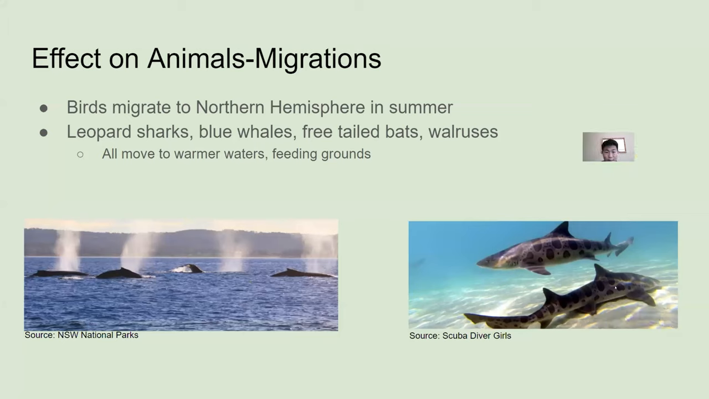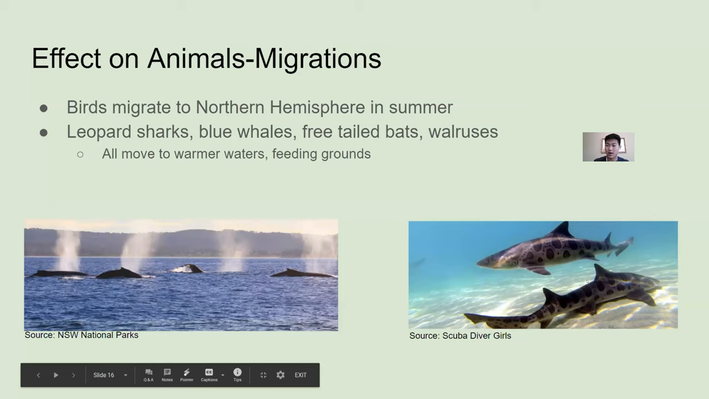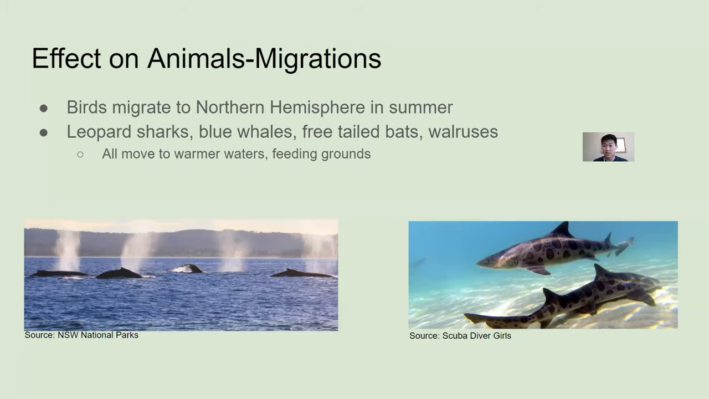On the right, these are leopard sharks. They migrate to warmer waters near Mexico and like San Diego, that region. They migrate there during the summer months. So during the summer, it affects a lot of animals' migration patterns too.